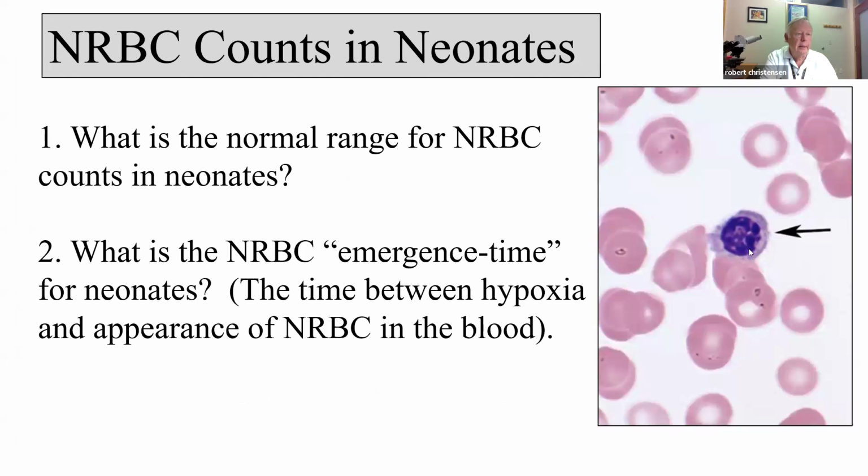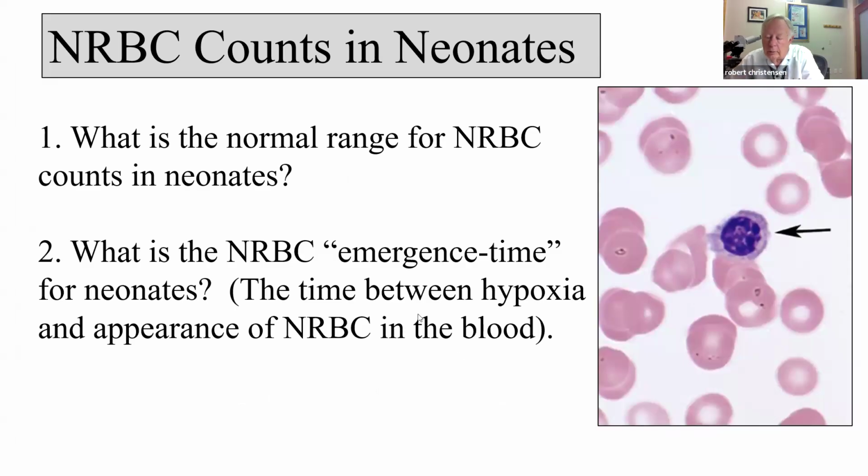So here is a nucleated red blood cell. It's barely starting to produce hemoglobin, which is why it's a little bit pink. There's still a lot of nucleic acid, organelles and such, which is why it's blue. But then the distinctive feature is the large nucleus within it.